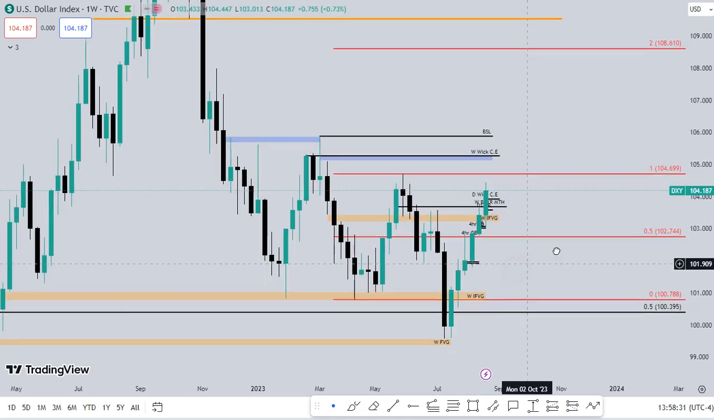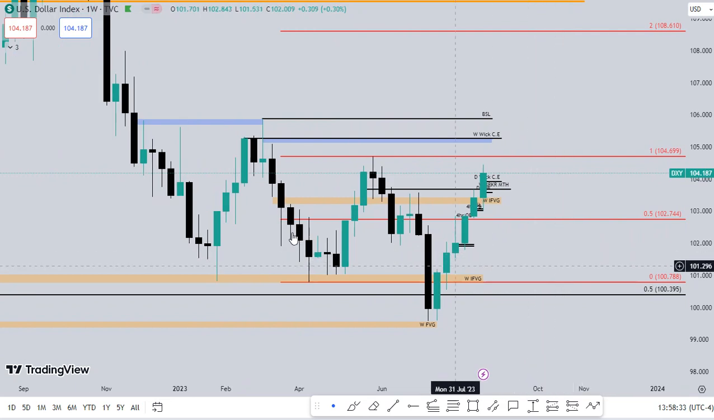And let's see from where it got supported. You can see that we had this weekly fair value gap from this low to this high, and this was weekly inversion fair value gap, which acted as a resistance in here, and here it acted as a level of support and caused the price to go higher.